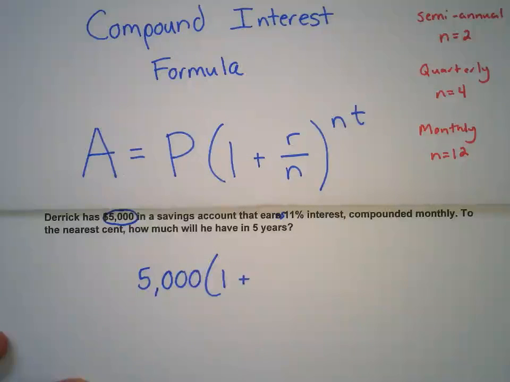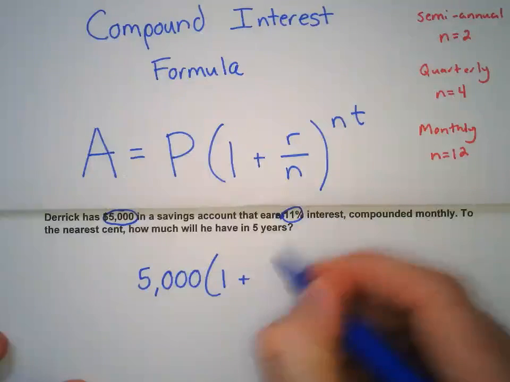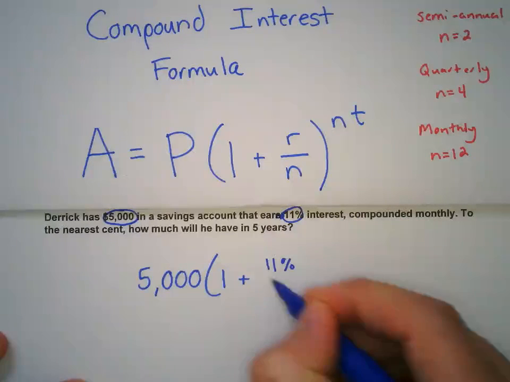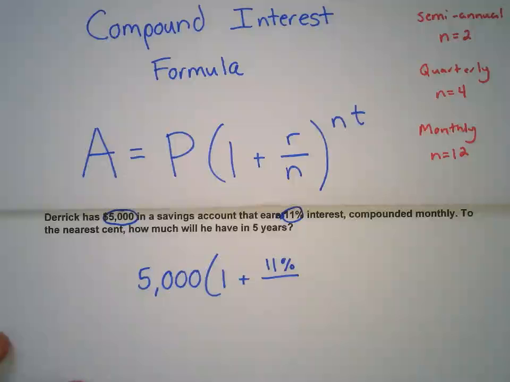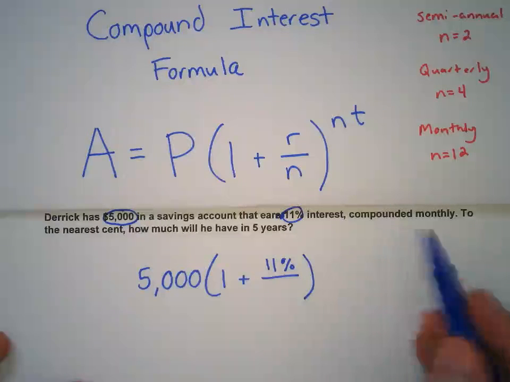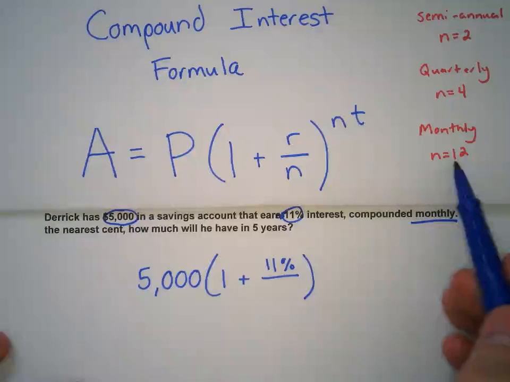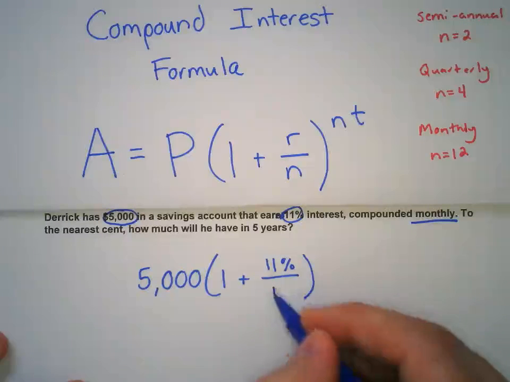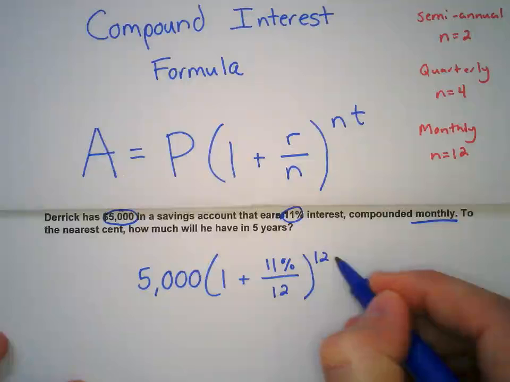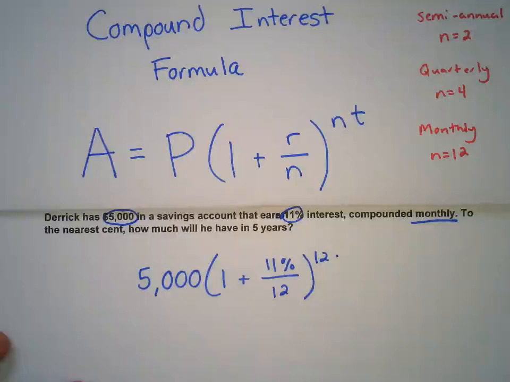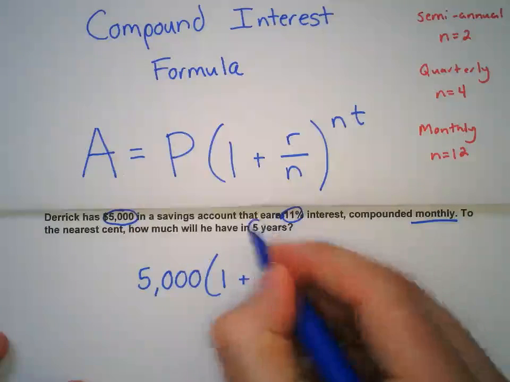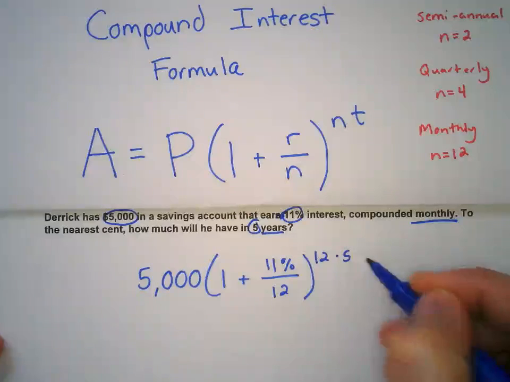1 plus our R. What is the rate it's going up by? What is our percent? And it's 11%, so it's going up by 11%. What's it compounded? What's the n in here? Well, it's compounded monthly. It tells us right there, monthly. Well, monthly carries a number. How many months are in a year? That's why n equals 12 there. Monthly is 12. So we put 12 there and 12 there times how long, how much time has gone by? Well, 5 years has gone by, times 5.